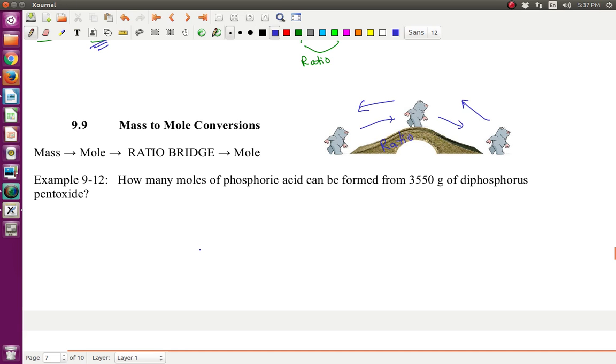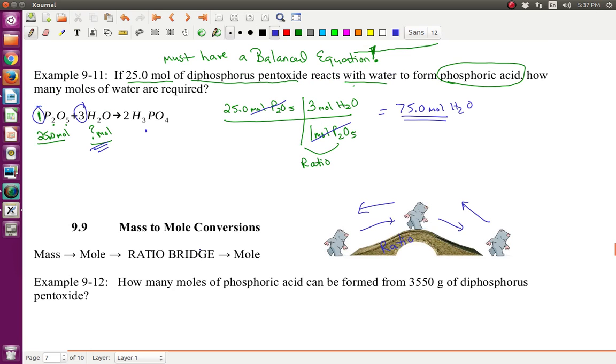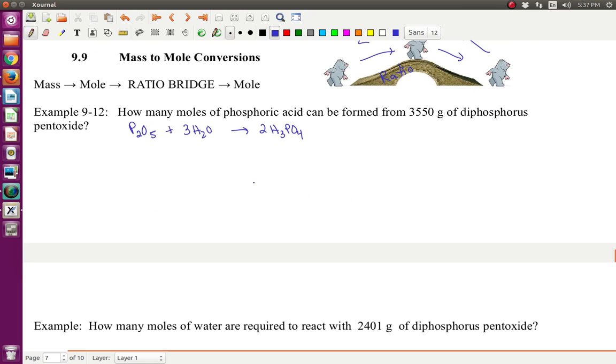How many moles of phosphoric acid can be formed from 3,550 grams of diphosphorus pentoxide? Now, it's using the same equation, so I'm going to write the equation down again just so I don't have to flip up and down. Here's the same balanced equation. And it's going to create 2 moles of phosphoric acid. All right, now, here's the question. How many moles of phosphoric acid? I want to know how many moles of this can be formed. See, that helps you know that it's on the product side.